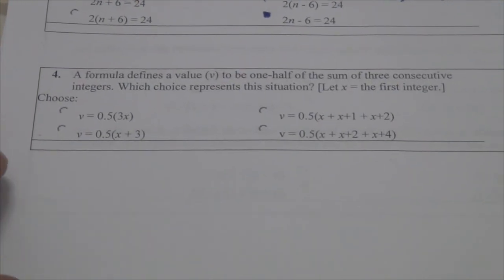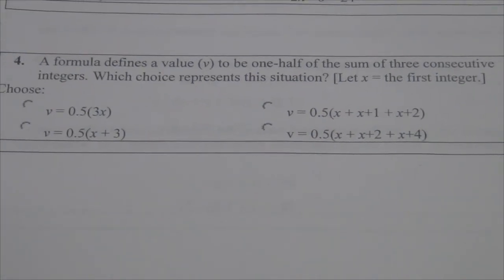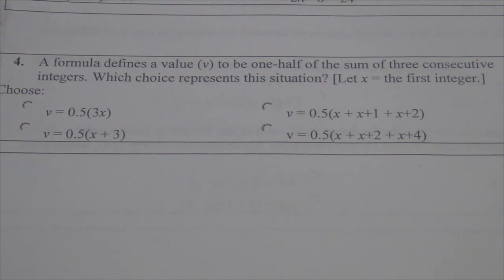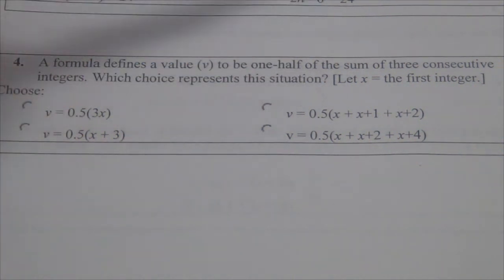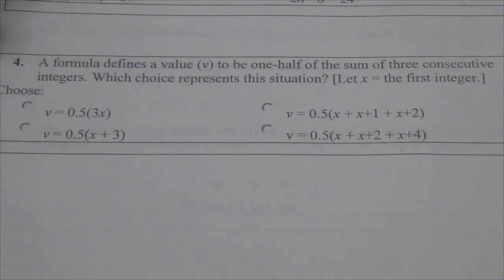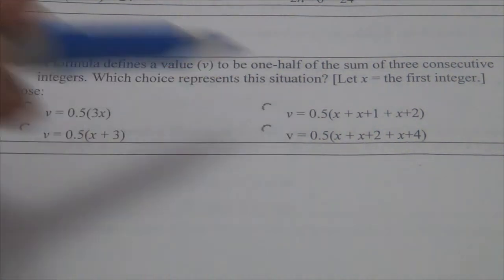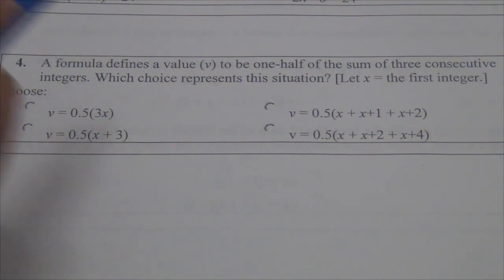Oh my God, this one is hard. Hopefully you could see this. Now, come on. Okay, there you go. It says a formula defines a value v to be 1/2 of the sum of 3 consecutive integers. Which choice represents this situation? All right, so in all choices we see 0.5. That represents the 1/2. Now, consecutive numbers. What in the world are consecutive numbers?